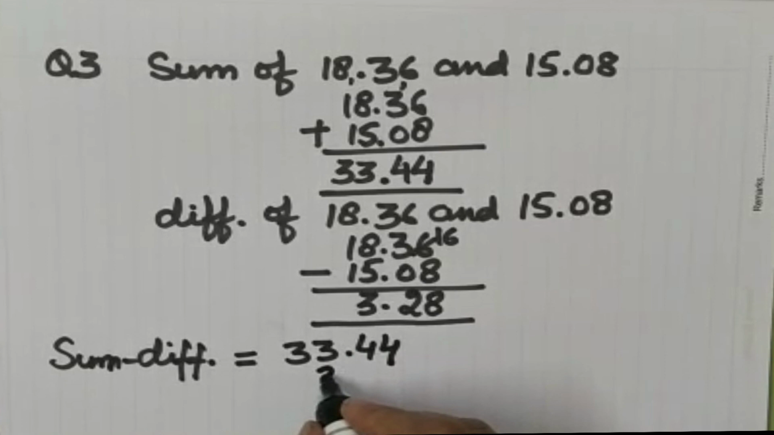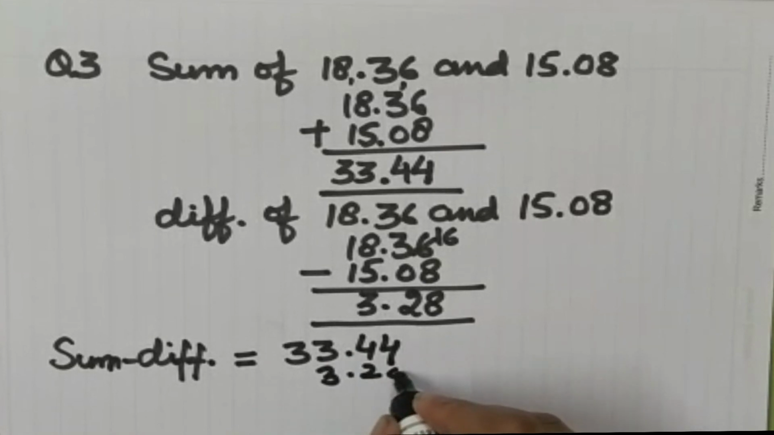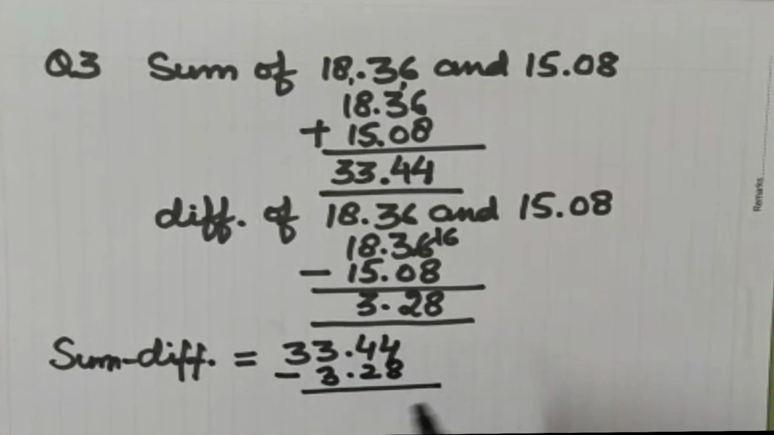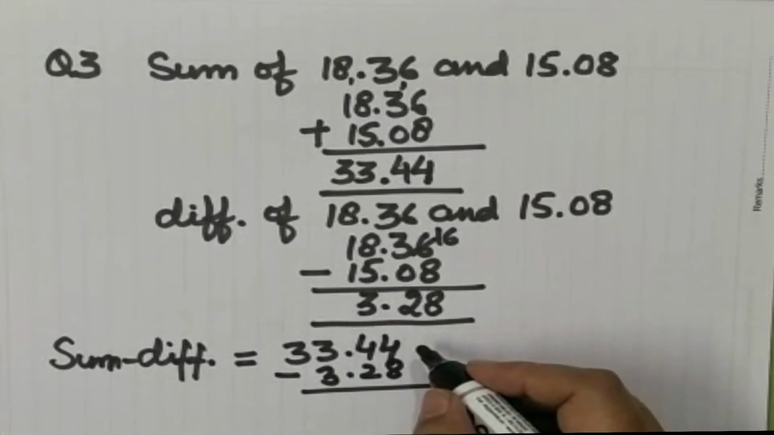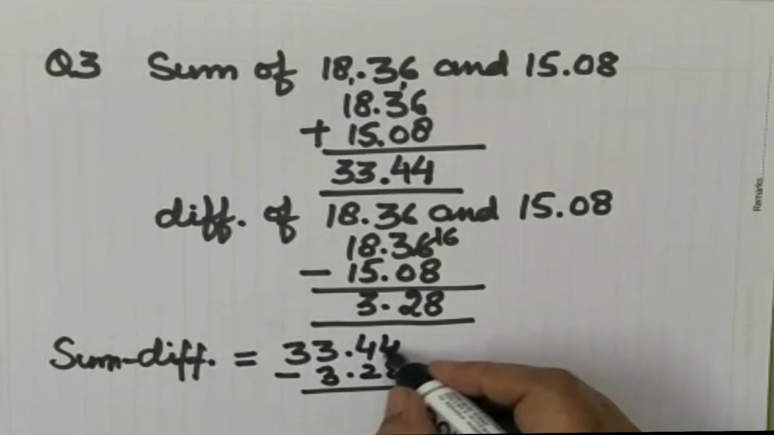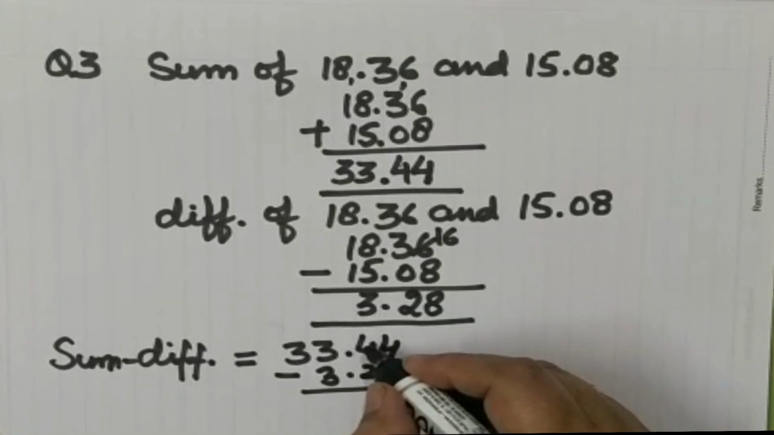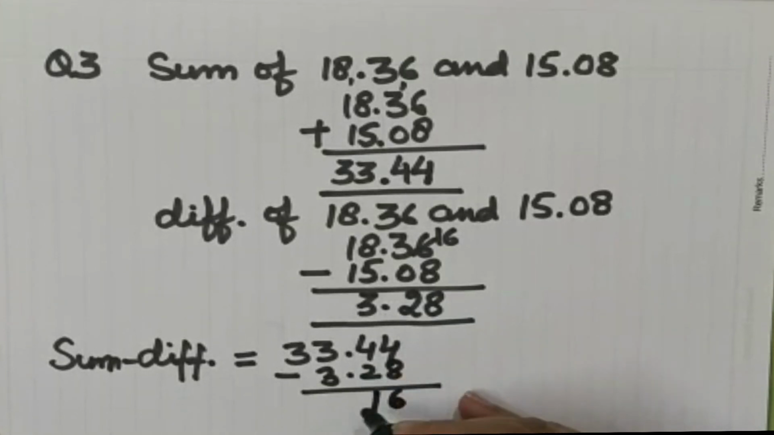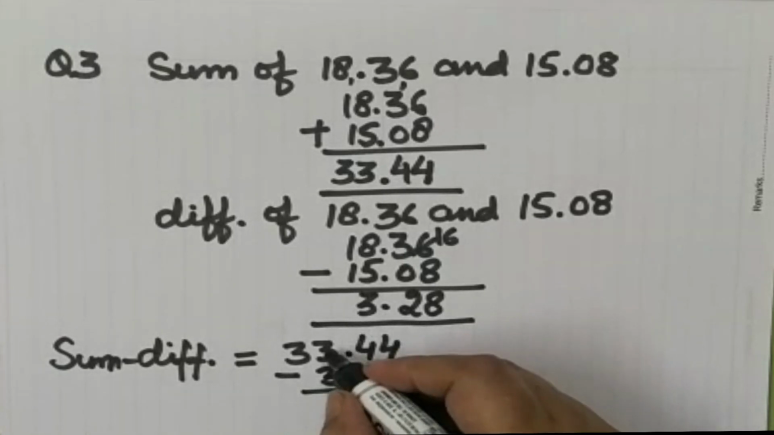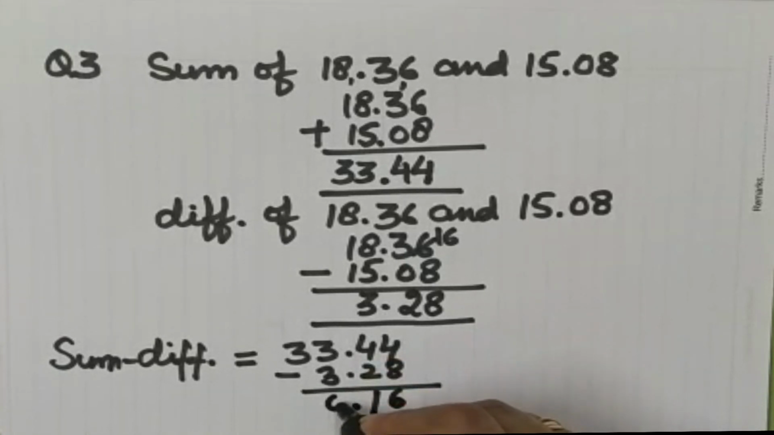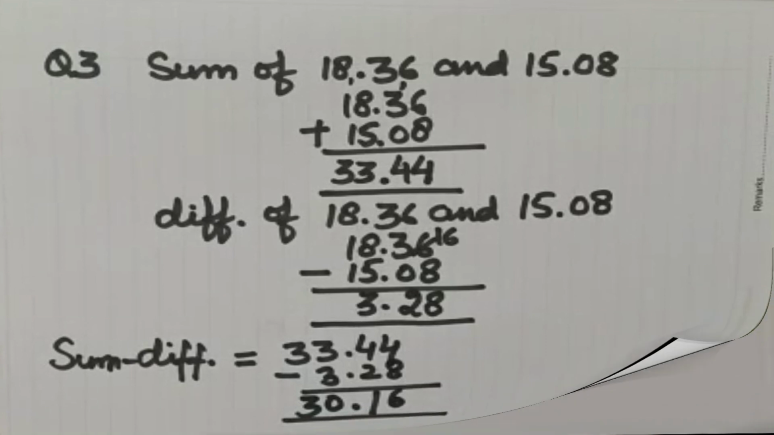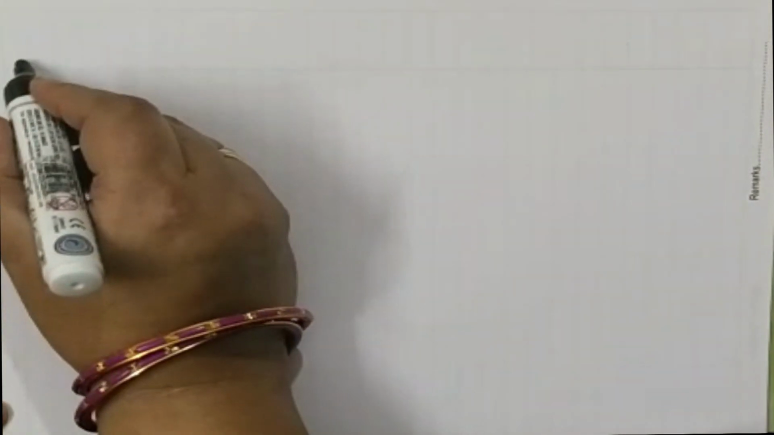33.44 and 3.28. See, we can find it. 14 minus 8, 6. The remaining number is 3. 3 minus 2, 1. Decimal. 3 minus 3, 0. And 3. This is the result. Question number 4, do it yourself, because it is the same as question number 3. So now come to question number 5.